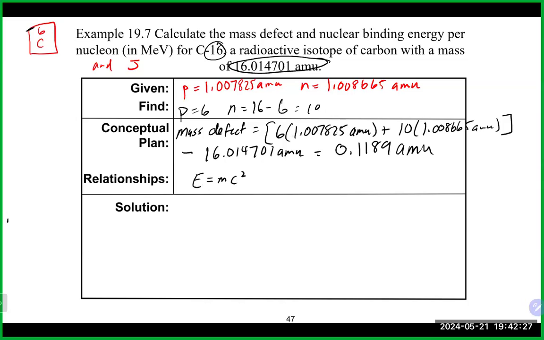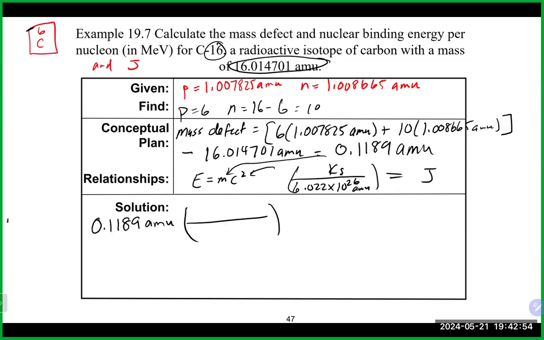Where again you take your mass defect, you do your speed of light, you then would divide it by Avogadro's number to the 26, and that would get you joules if you want to go that route first. Alternatively, since it did originally want mega electron volts, we could just use that conversion factor that we saw on that previous slide, where 1 AMU mass defect is 931.5 mega electron volts. So we could do that there.